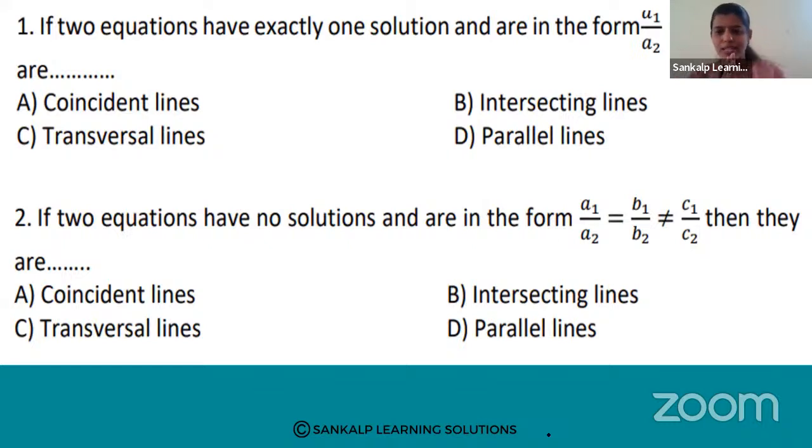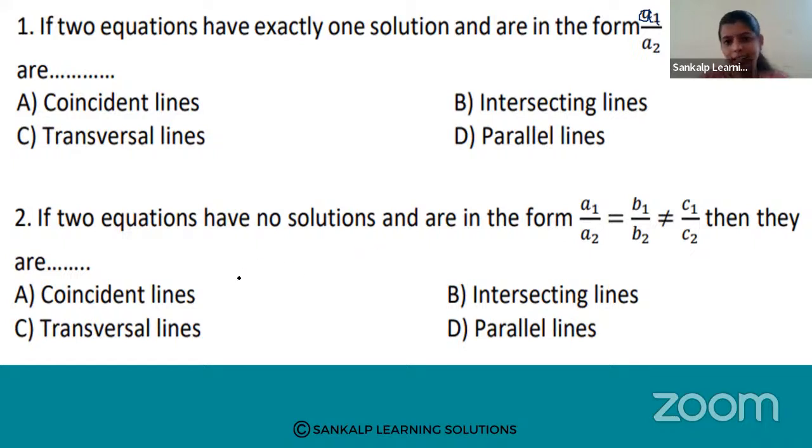So the first question is: if two equations have exactly one solution and are in the form a1 divided by a2 is not equal to b1 divided by b2. See, this is a1 divided by a2, this is b1 divided by b2. Then the equations have exactly one solution. How many solutions? Only one solution, right? This is very important. In an MCQ question, what should we do? We should read the question correctly. How many solutions are there? Only one solution, that means unique.